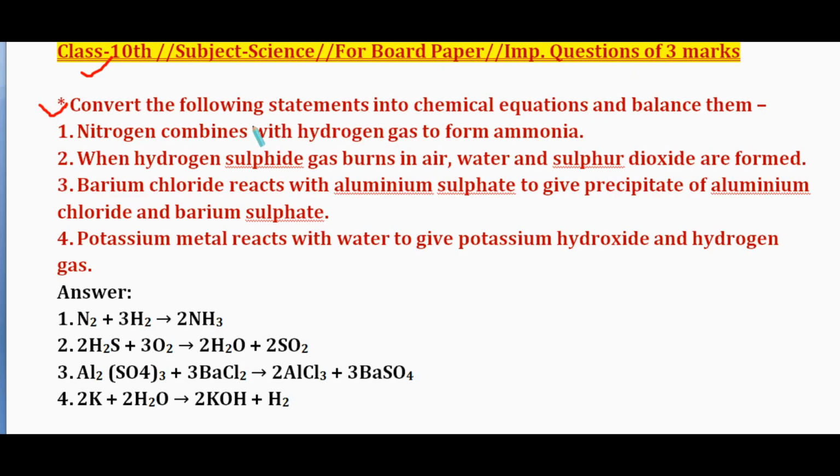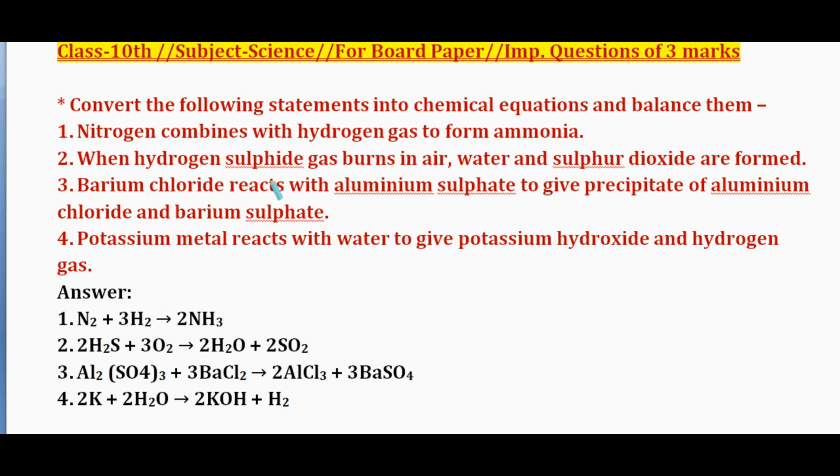Convert the following statements into chemical equations and balance them. Nitrogen combines with hydrogen gas to form ammonia. Nitrogen is written as N2, hydrogen is H2, and ammonia is NH3, and then balance the equation.